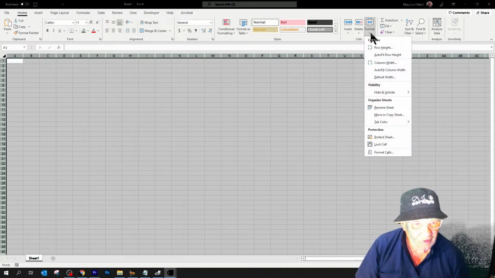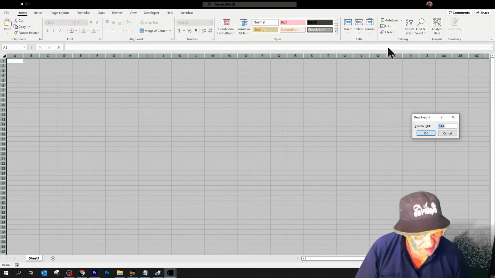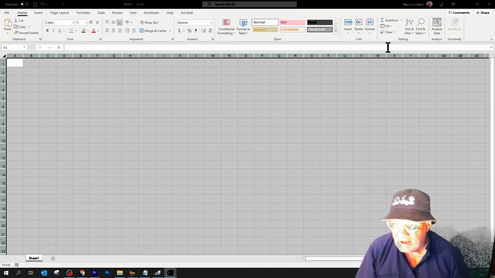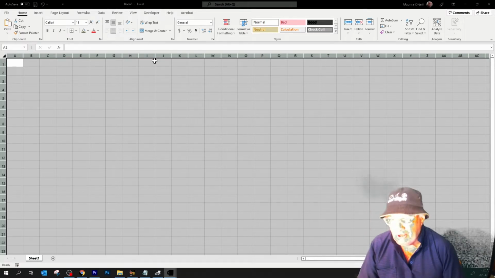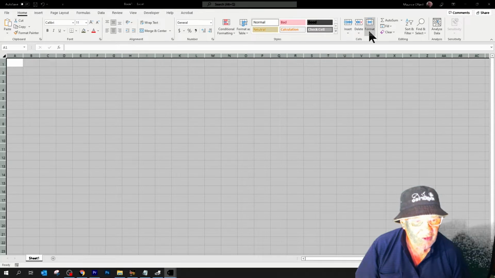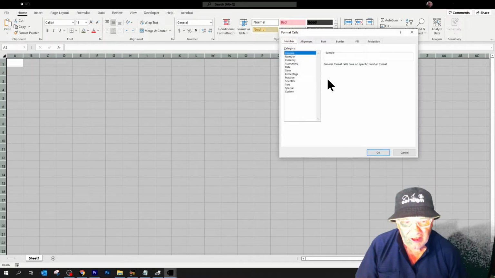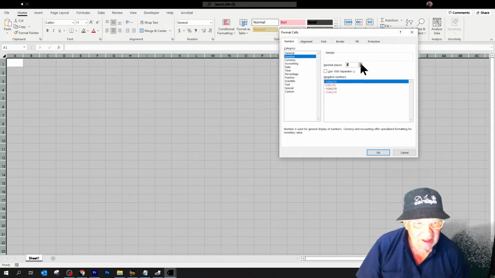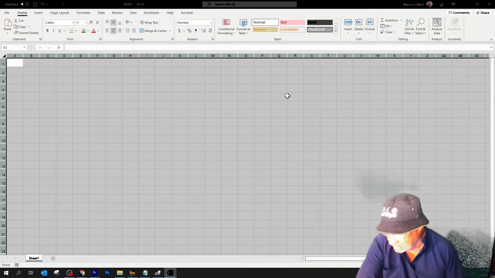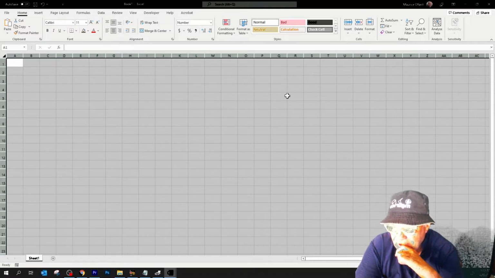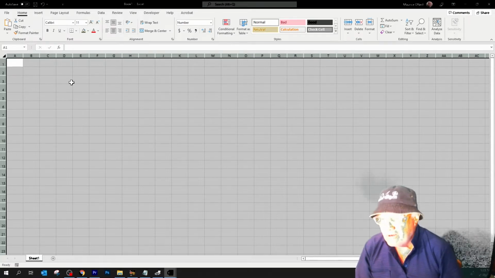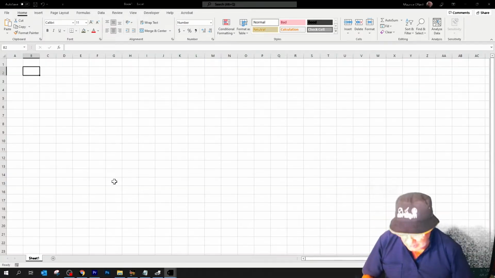And I'm going to go format row height. I'm going to put that at 25. I'm going to put everything into the middle at this stage, like that. And I'm going to go format cells. I'm going to go with number, 3 decimal places. So this is something new that I'm just giving a try. So I'm just experimenting. So I'm just going to give it a bit of a title here.